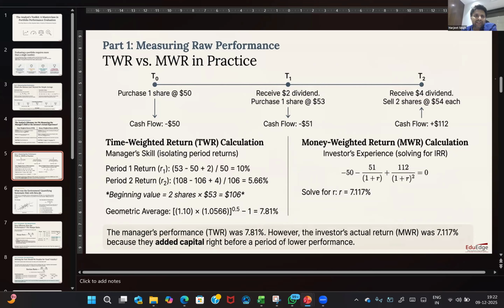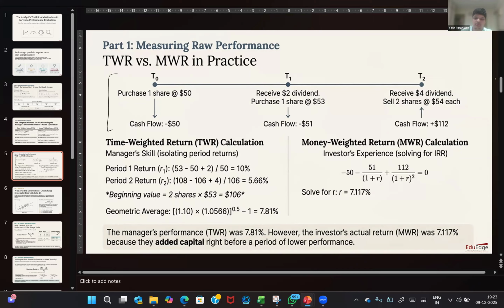So here we have the context set up. At T0, you're going to purchase one share at 50. Can I say in terms of a cash flow diagram that is minus 50? Correct. Then at T1, you receive a dividend of 2 on that one share which you bought, and you also purchase another share, the price having gone up to 53. So can I say your net cash flow is minus 51? 2 minus 53, yes. So again, negative cash flow at T1.